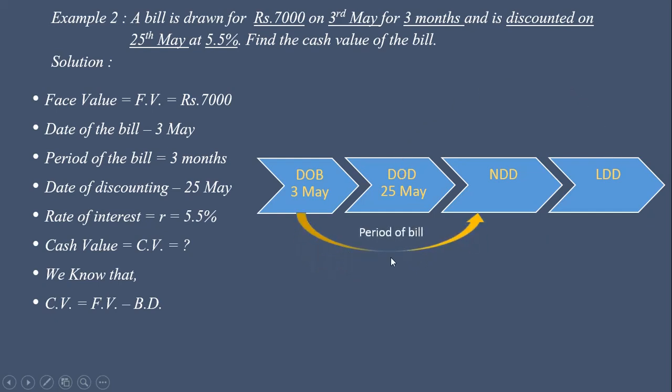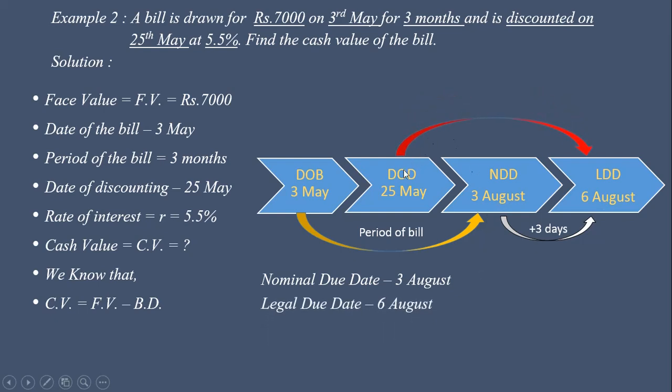Now we consider the period of the bill, which is given. Period of the bill is 3 months. So adding 3 months to this date of bill, that is adding 3 months, May, June, July, August, we get this nominal due date, 3 August. Adding 3 days to this nominal due date, we get the legal due date. 3 August plus 3, we get 6 August. So 6 August is the legal due date.